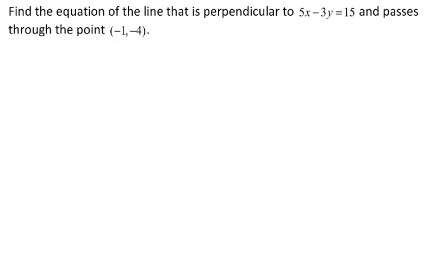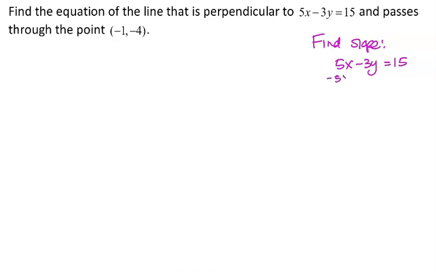So for this given line 5x minus 3y equals 15, we need to find the slope. This equation is not currently written in slope-intercept form, so we're not able to tell the slope just looking at the equation. So what we're going to do is solve this equation for y to rewrite it in that form, y equals mx plus b.